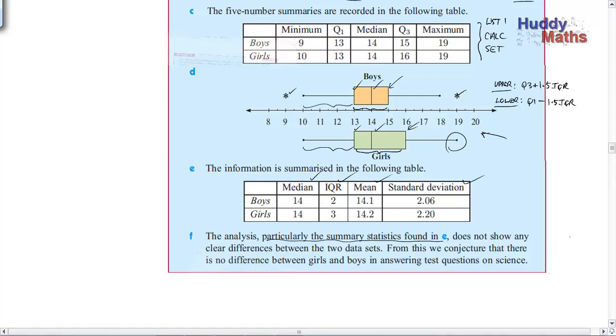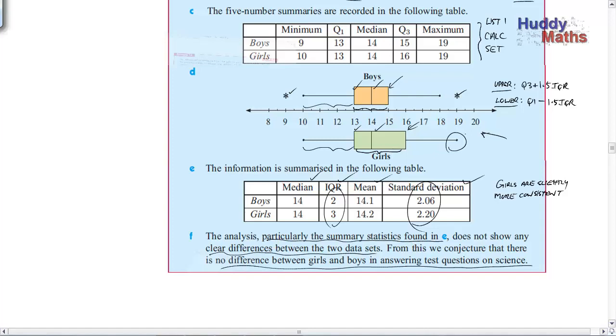So we would say, if you go through those points of discussion, median, and then the spread with the interquartile range or the standard deviation, and then talking about the position of the box plots. They haven't done that very well here. Doesn't show any clear differences. From this we can say there is no difference between boys and girls answering questions in science. So you could mention the spread, the interquartile range and also the standard deviation. We could mention the girls are slightly more inconsistent, possibly, because it's quite clear that there is a bigger interquartile range in the box there in the middle. But nothing much else.